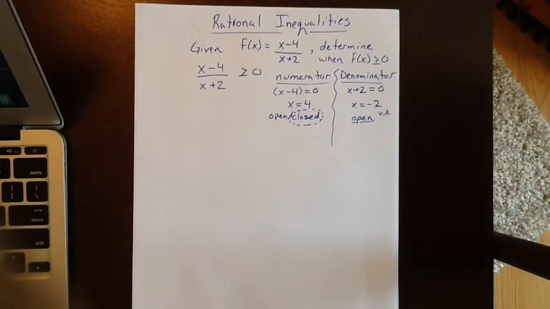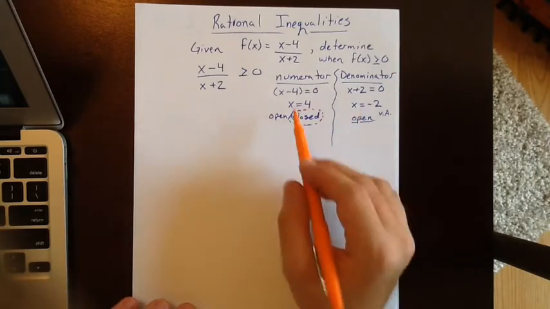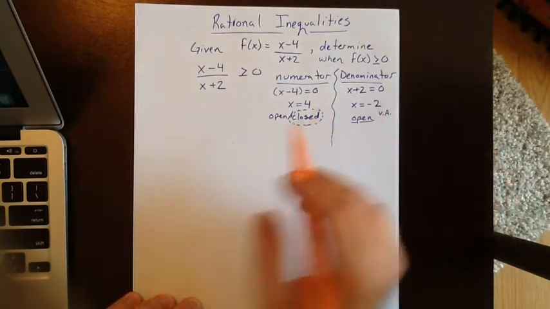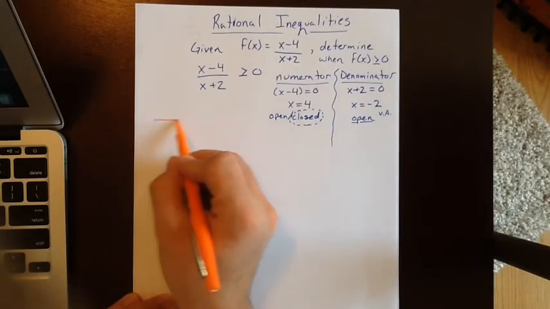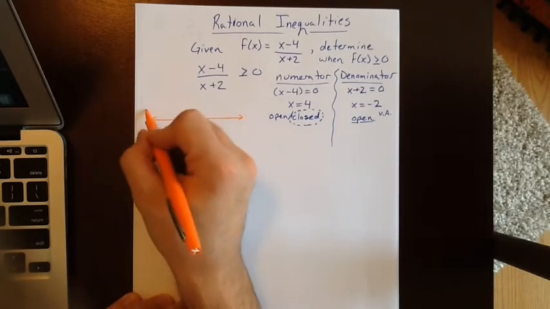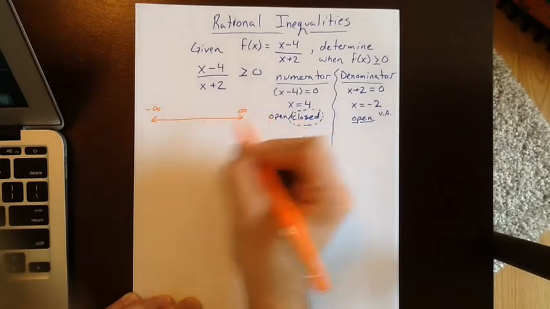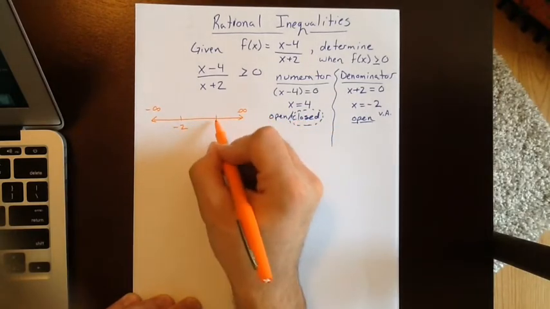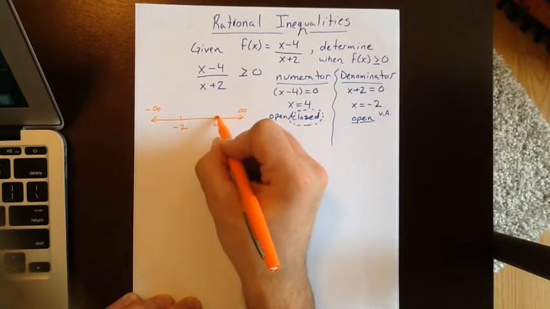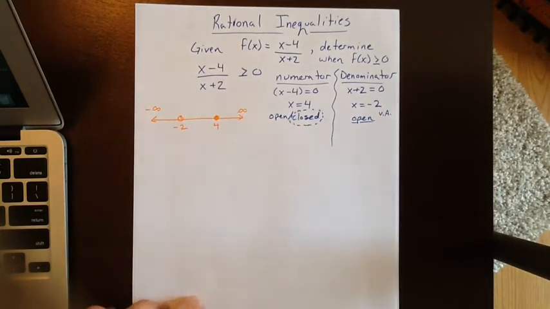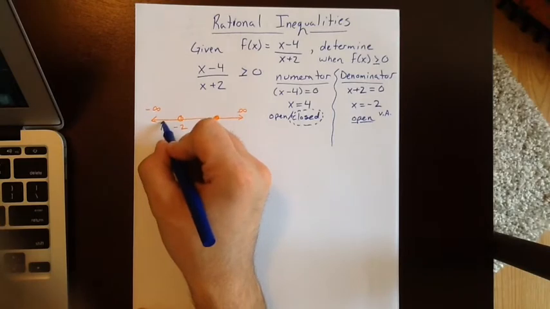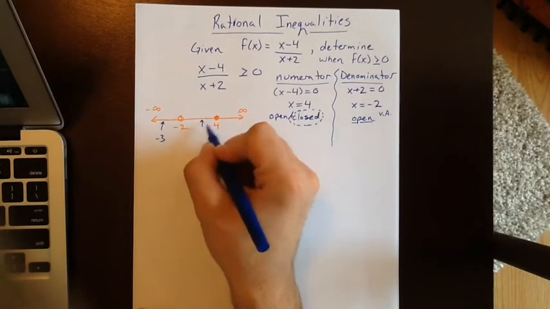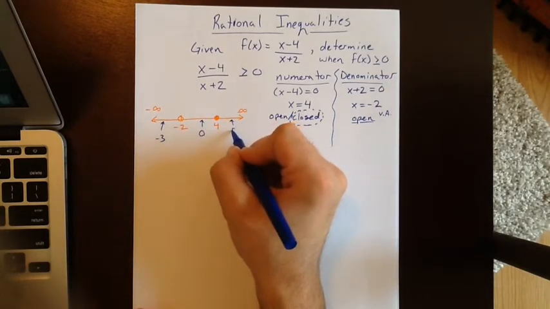Okay, so we have the zeros of the numerator and denominator. Sometimes it's going to take more work to get those, but here it was rather simple. So like before, we have our interval test, negative infinity to positive infinity, with negative 2 and positive 4, closed at 4, open at negative 2. And we have our interval test. So let's choose negative 3, 0, and positive 5.